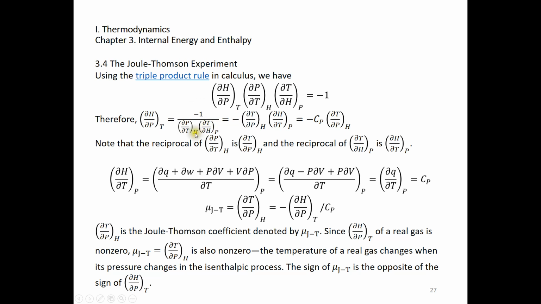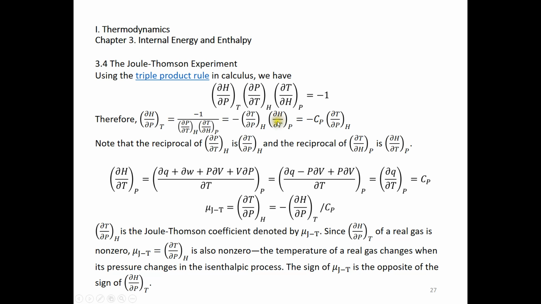And also, we need to make sure the subscripts match. So over here, we have subscript h, subscript h, subscript p, subscript p. So when you use the reciprocal rule, make sure the subscripts are the same. And then this part is simply Cp. Delta H over delta T on a constant pressure condition is simply Cp.